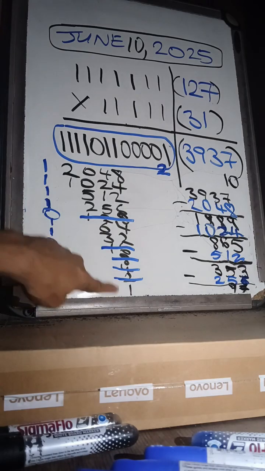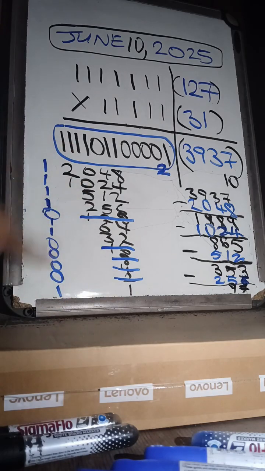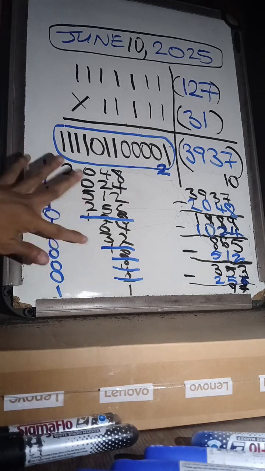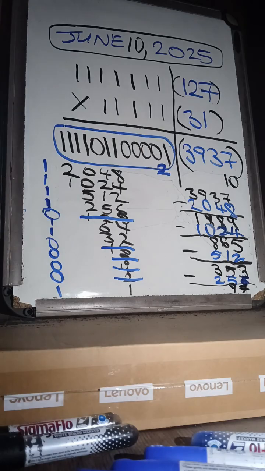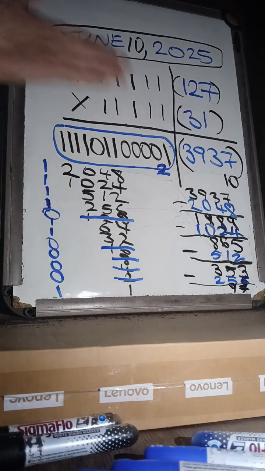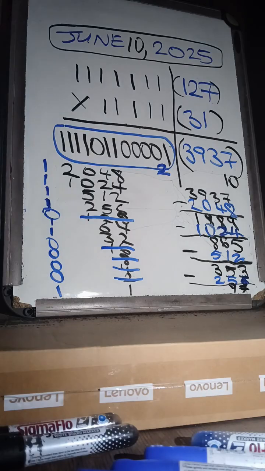So if we add up only the numbers that we never cross out, then all of this, when you add them, gives you this number over here. So if you add 2048 to 1024, 512, 256, and then you add that to 97, you end up with that number up there.